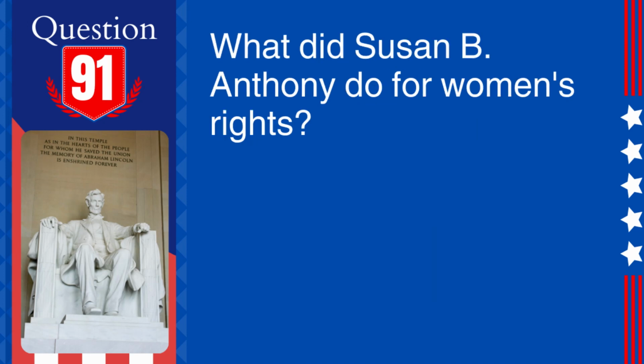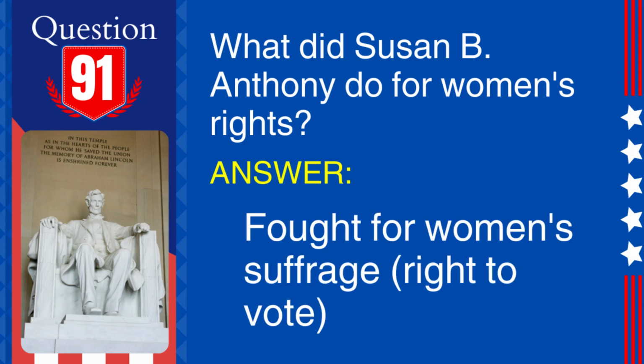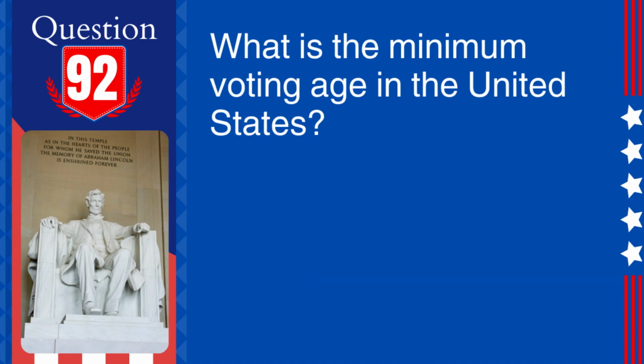91. Question: What did Susan B. Anthony do for women's rights? Answer: Fought for women's suffrage, the right to vote. Explanation: Susan B. Anthony was a key figure in the women's suffrage movement, advocating for the right of women to vote. 92. Question: What is the minimum voting age in the United States?